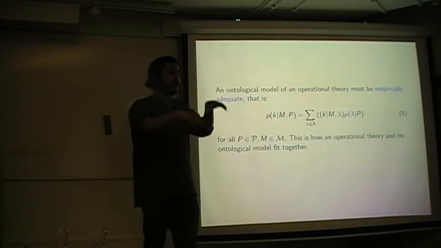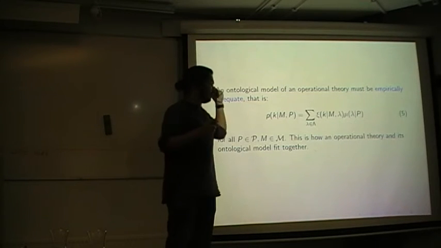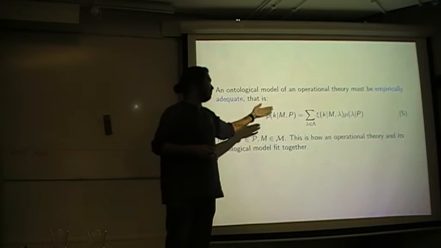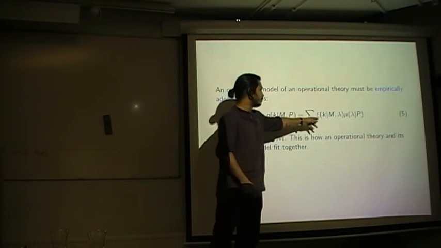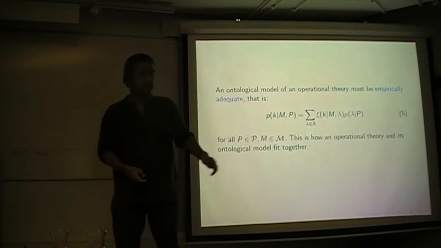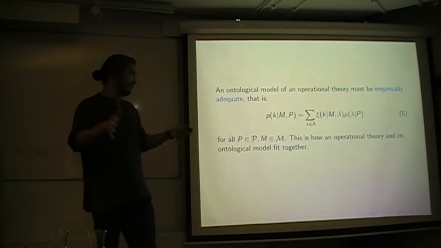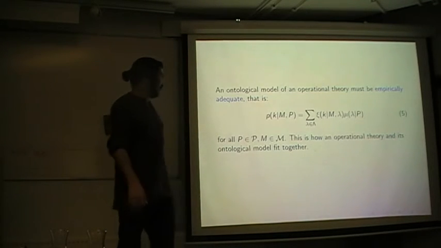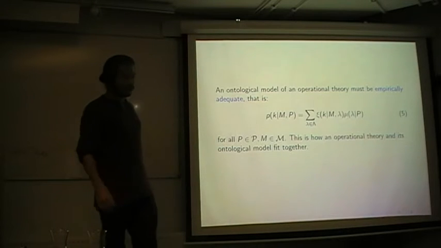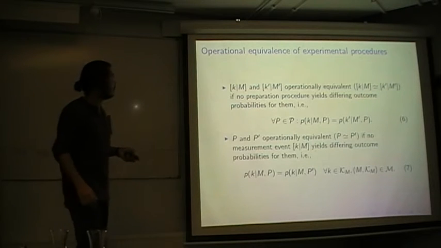Firstly it posits a deeper state, a space of ontic states, which is lambda. For every lambda, every measurement effect has a particular response. This can be valued between 0 and 1, it doesn't have to be deterministic. Mu lambda given P is the sampling from the ontic state space that the preparation makes, and this is the average over the space that gives you the operational probability. So this is the connection between the two, the operational theory and its ontological model.